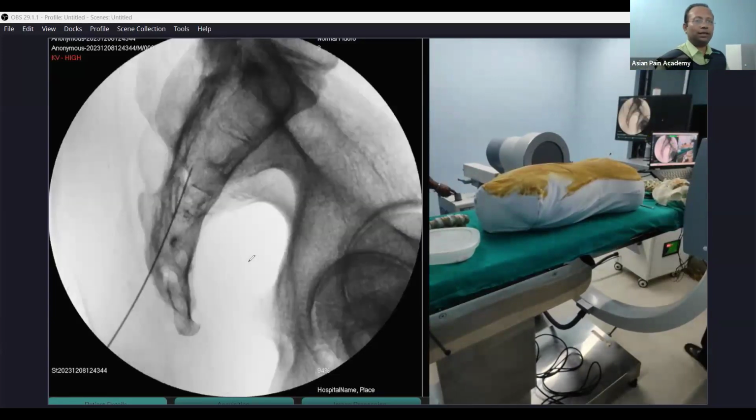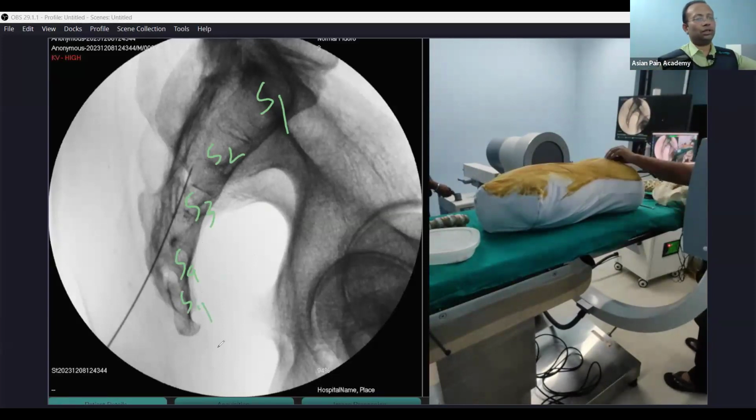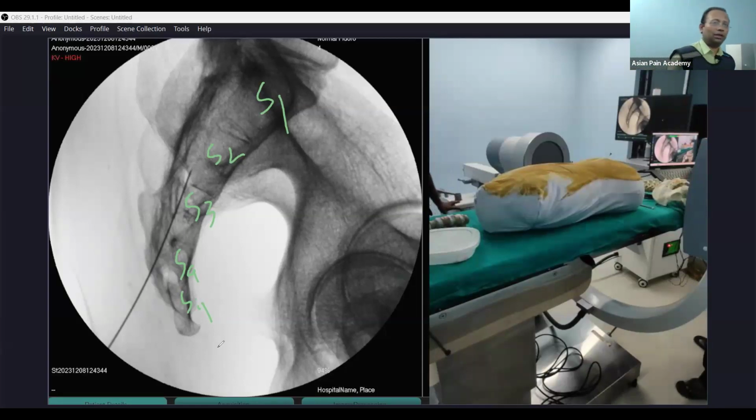Okay, so you can see clearly which one is S1 and which one is S2. So this one is S1, this one is S2, and this one is S3, S4, and 5 is there. So the lower end of S2, say this much only is sufficient. Okay, so this much is sufficient. So this is about caudal epidural.